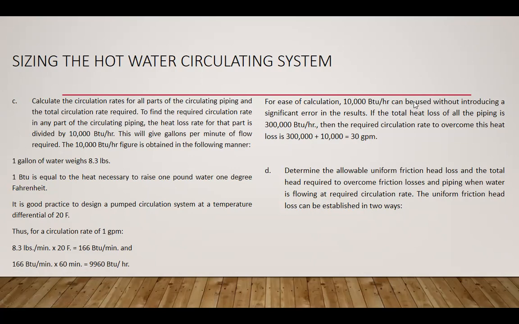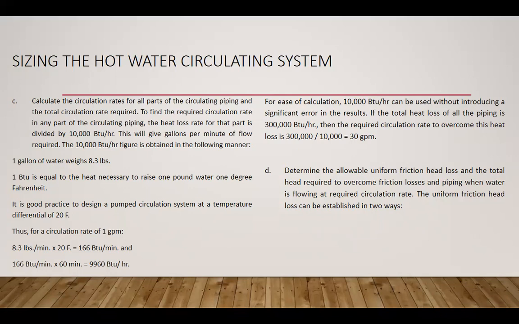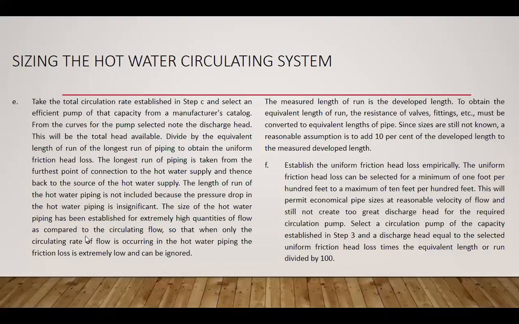Now, D, determine the allowable uniform friction head loss and the total head required to overcome friction loss in piping when water is flowing at the required circulation rate. The uniform friction head loss can be established in two ways. A. So may kulang. Yung two ways, nandito na yan sa liig.